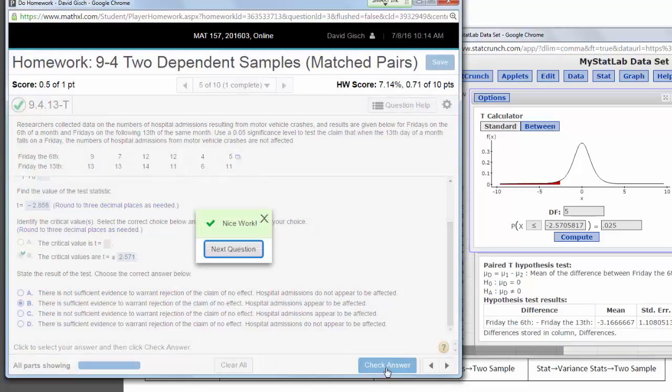So there it is. That's how you run through a matched pair or dependent problem in StatCrunch. Just a lot of little things to click here and there that make it a little more challenging than most of the other problems. But with the end of this video, I hope that helps out and makes it easier for you.